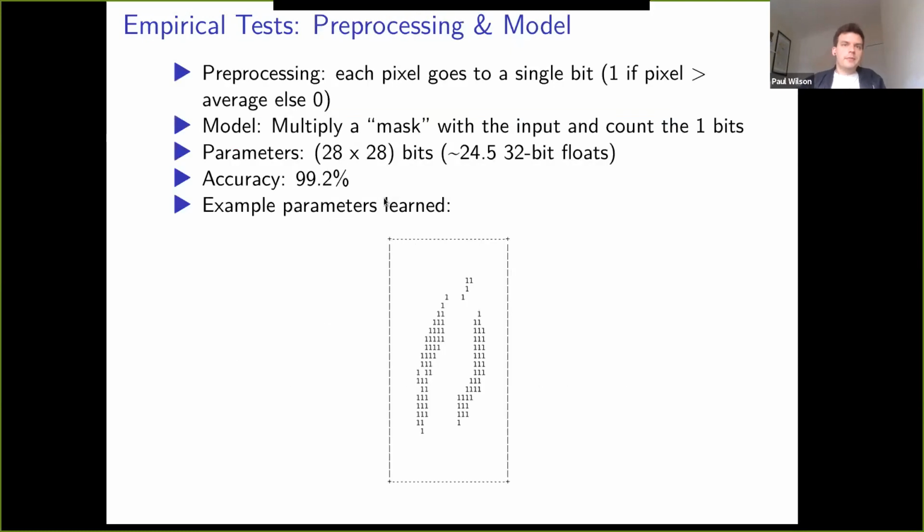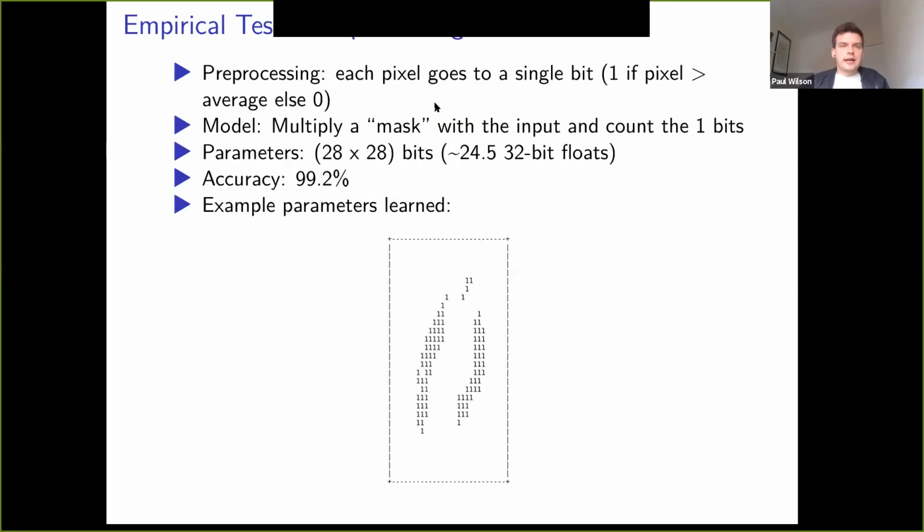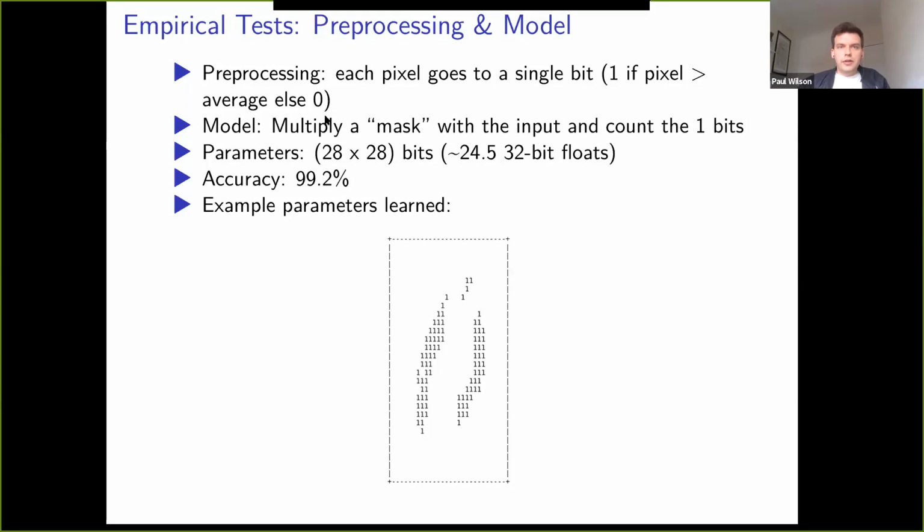But anyway, that's our pre-processing, and the model that I chose for this problem is very simple. Basically, the parameters of the model are another 28 by 28 image, and you overlay that image on top of your input image. You multiply them together, and then you count how many bits are left. The idea is that you will find the bits that are common to one class but not the other. So here in this example, you can see it's learned the 1 bits in a 0. These are bits where zeros have those bits, but ones don't, if that makes sense.